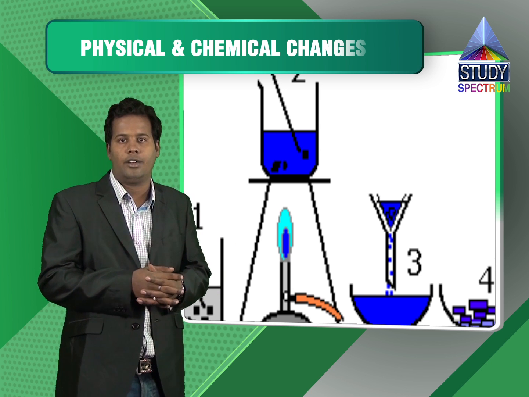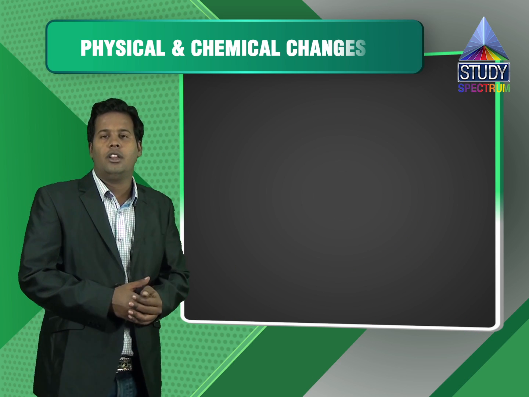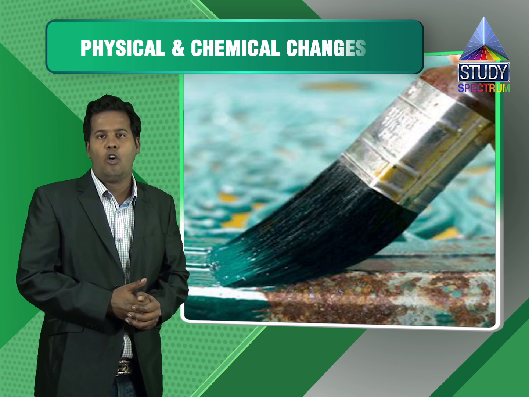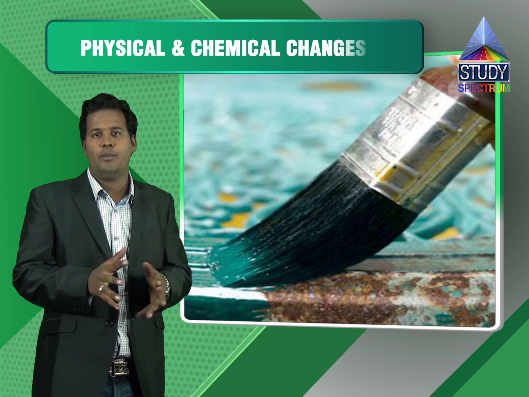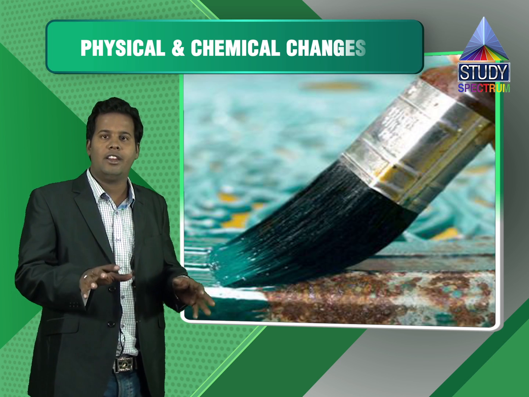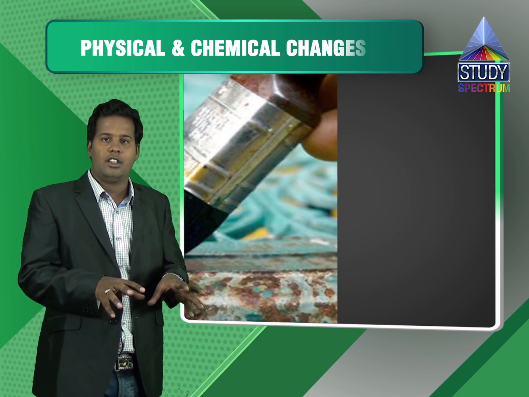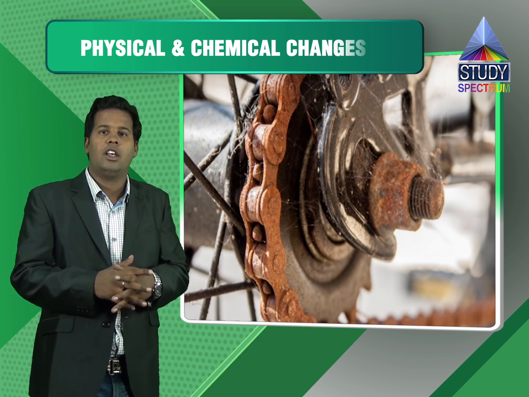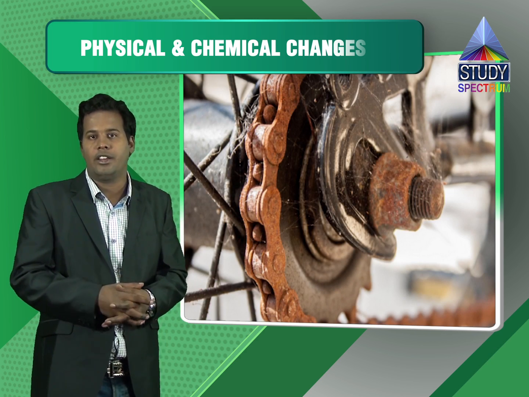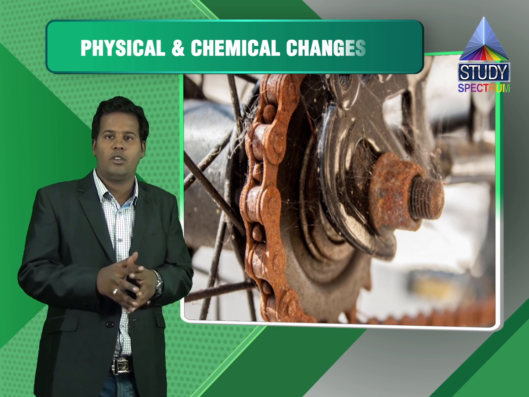Now if you see the next question, the 9th question, the question is, explain how painting of an iron gate prevents it from rusting. Now we have studied rusting, we have seen there are many ways to prevent rusting of iron, correct? Before answering this question, let us understand what is rusting of iron.